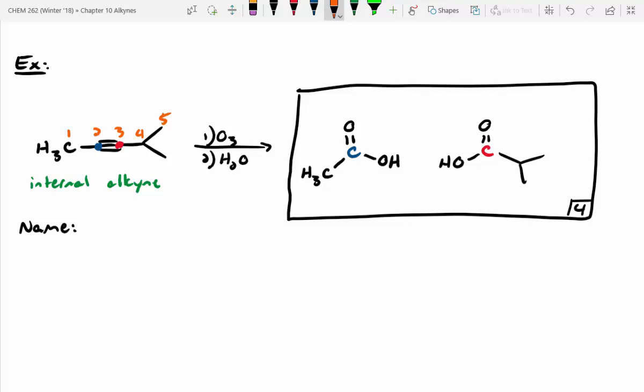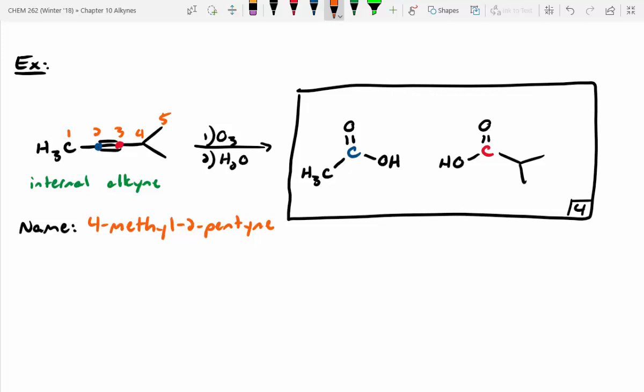All right, we've got a methyl group coming off of 4. So immediately we'd say, all right, this is going to be a 4-methyl. And then what comes next? 2-pentyne. And there we go. We've got our full name as well as our products.